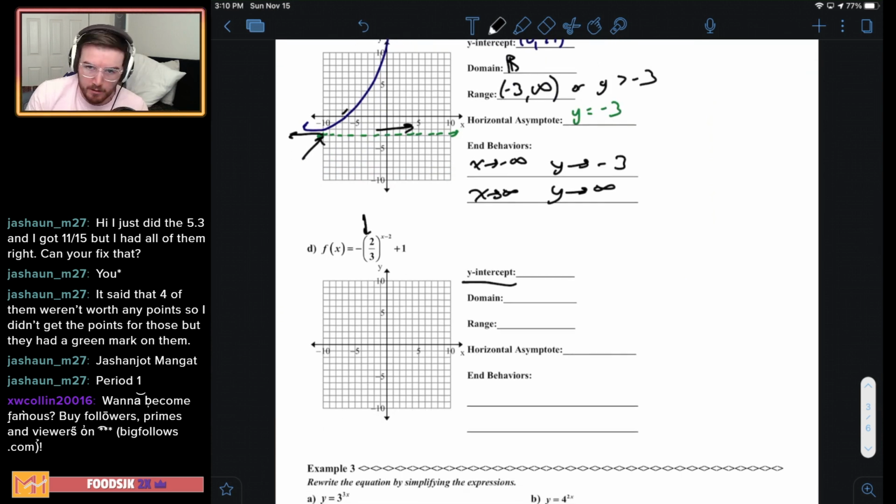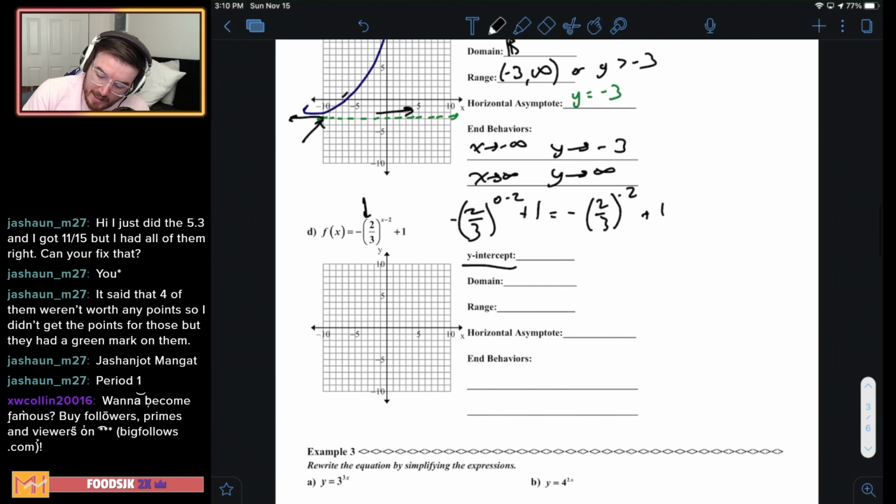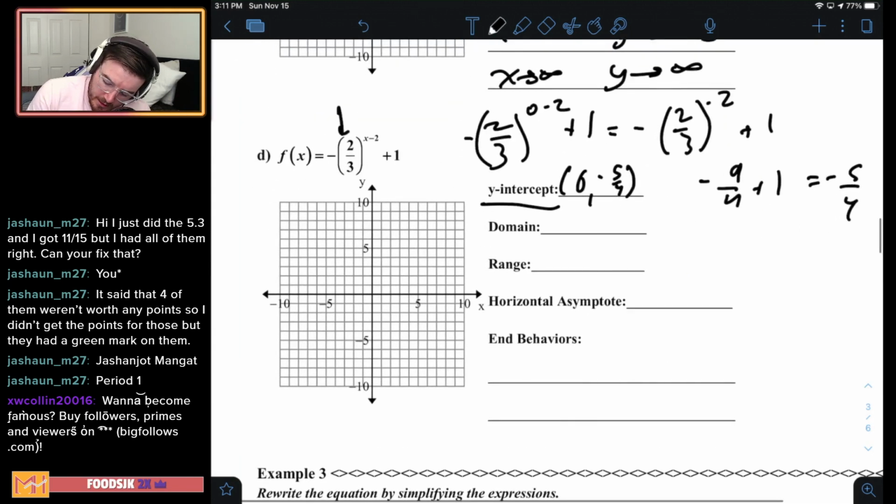This is going to be a decay though, right? So let's see what happens here. -2/3 raised to the 0 minus 2, plus 1. Ooh, this one's a little cheeky. So -2/3 raised to the -2. Well, that flips it and makes it 9/4, because 3 squared is 9, 2 squared is 4, but I flip it. So 9/4 plus 1 is 5/4, so our y-intercept is down here.